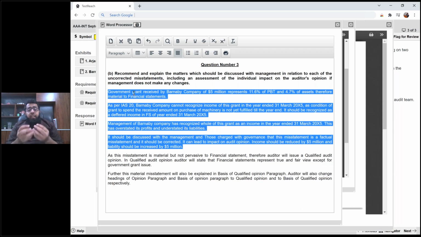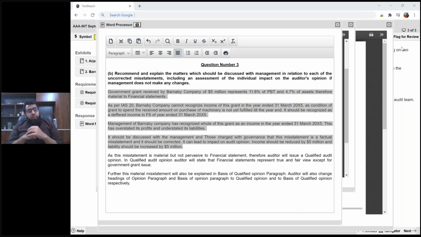If the management is doing factual misstatements, it creates a concern on their integrity. So we should discuss with the management and those charged with governance that you should not be doing such misstatements because this creates a doubt on your integrity. If the management and those charged with governance say that we will not adjust it, then this will create a doubt on their integrity. It is a factual issue. Then we say that the audit opinion will become a qualified opinion.